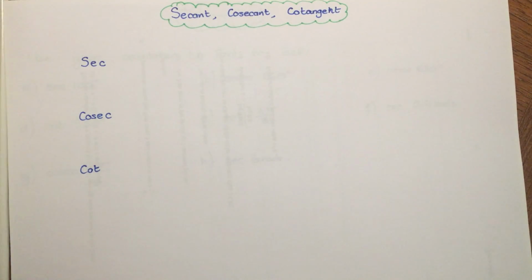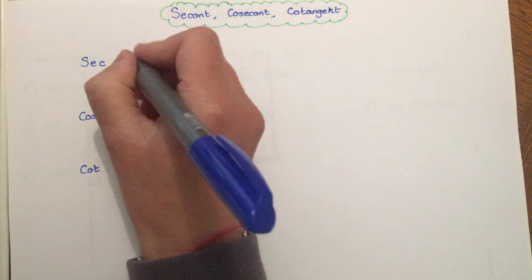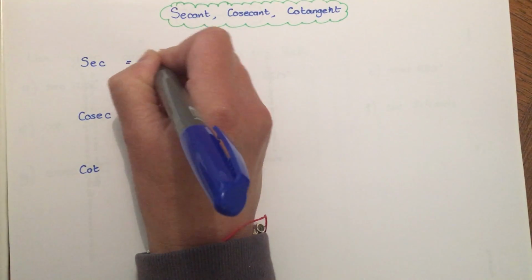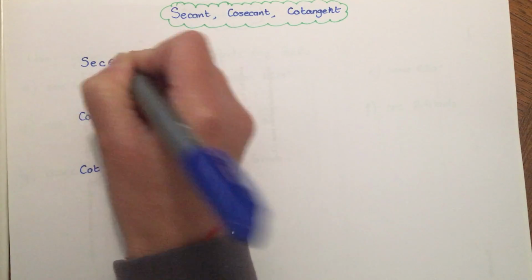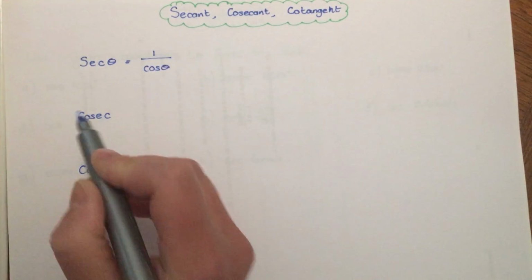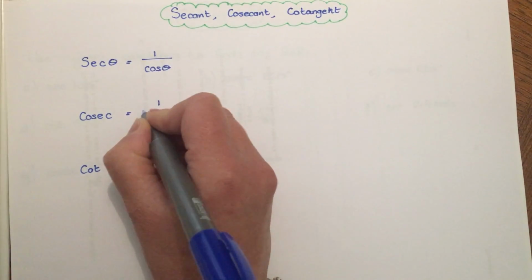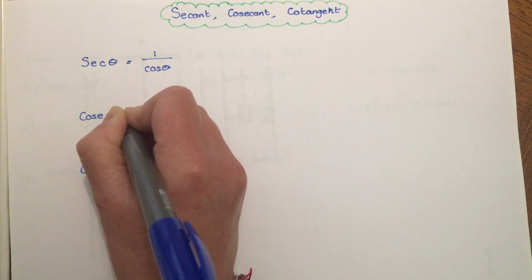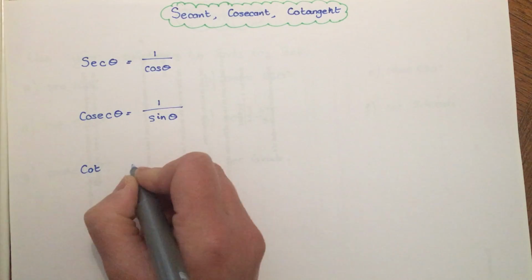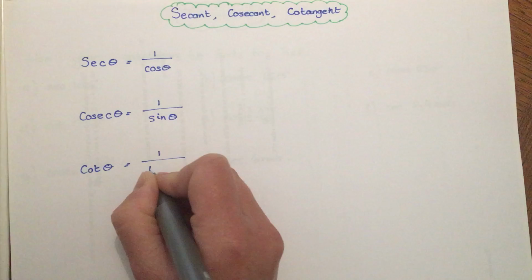To know which is which, you look at the third letter. So sec, the third letter is C, so it's 1 over cos, the reciprocal of cos. Actually, I should have thetas in here, really. Cosec, the third letter is S, so it's the reciprocal of sine. And cot, the third letter is T, so it's the reciprocal of tan.